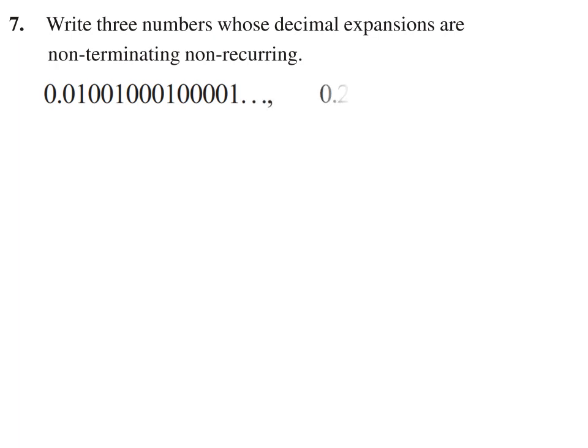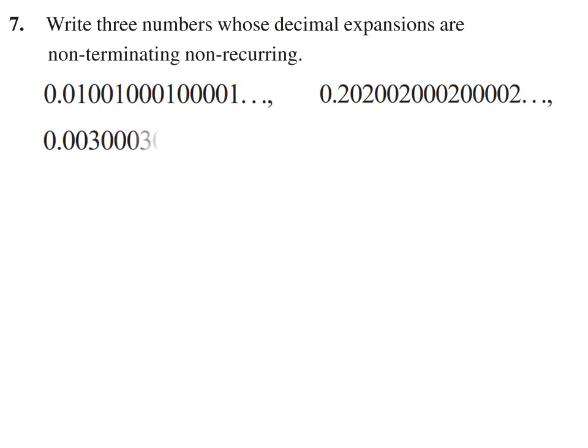Similarly, I can write 0.2020002, then 4 times 02, up to infinity. And similarly, the third number can be written as 0.003003, then 4 times 03, up to infinity. So these three numbers have non-terminating, non-recurring decimal expansions.